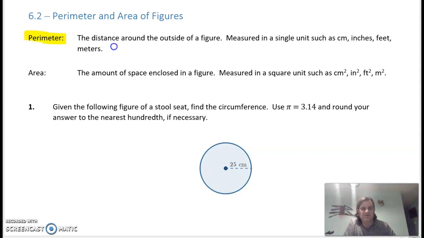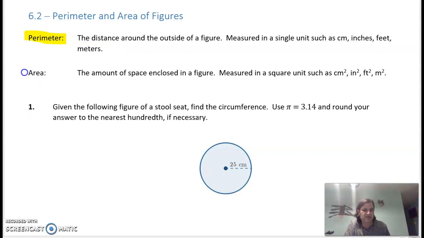What is perimeter? If you're not familiar with it, it's the distance around the outside of a figure. If you think of a football field or a track or a park, it would be the distance if you were to walk around the edge of it, so a distance traveled. This is a single unit in distance, usually feet or meters.